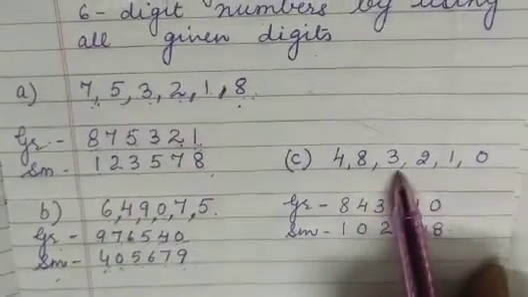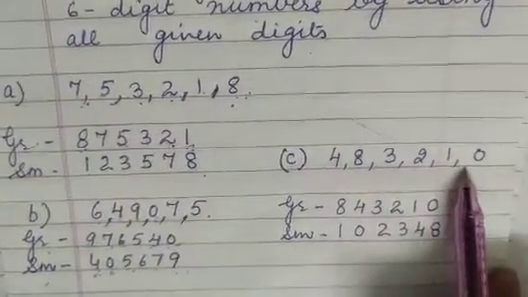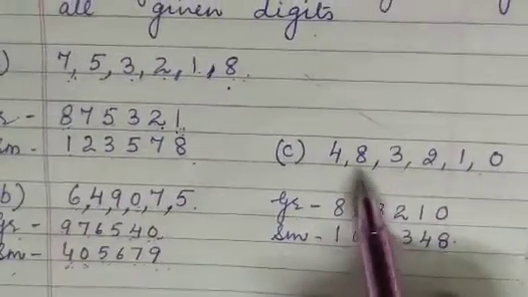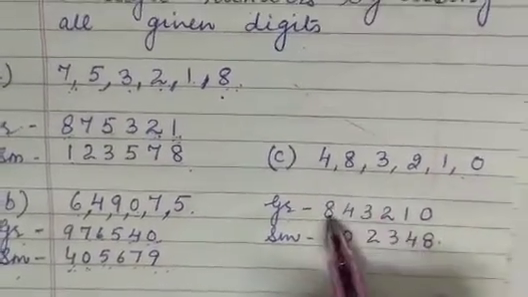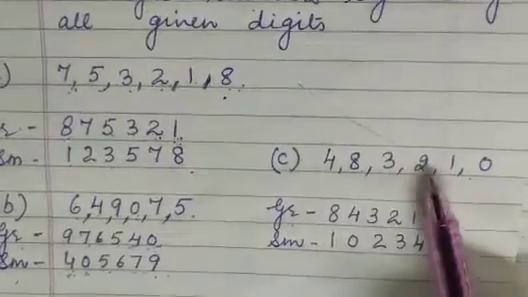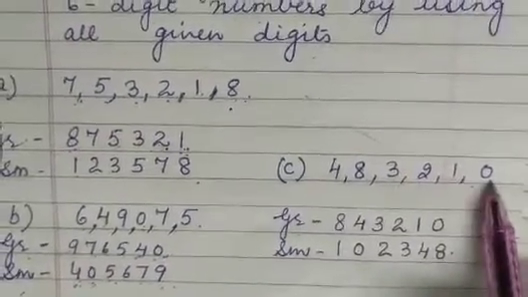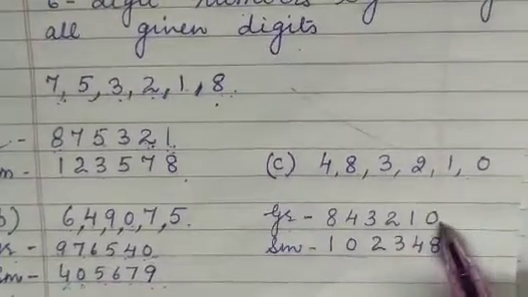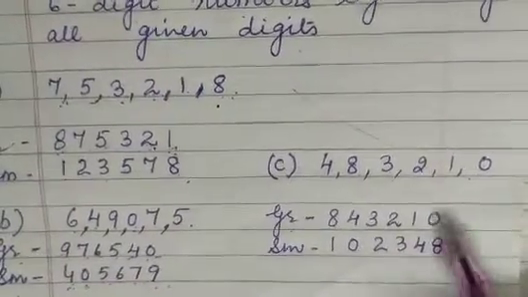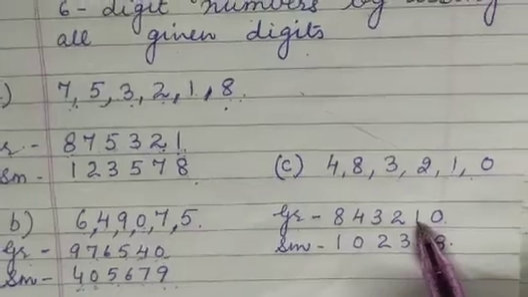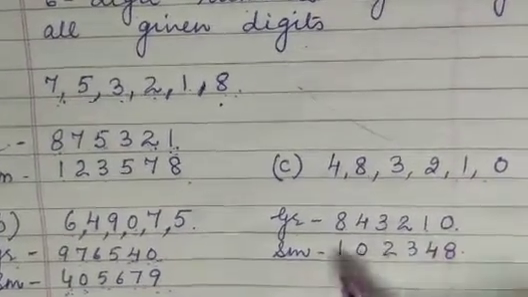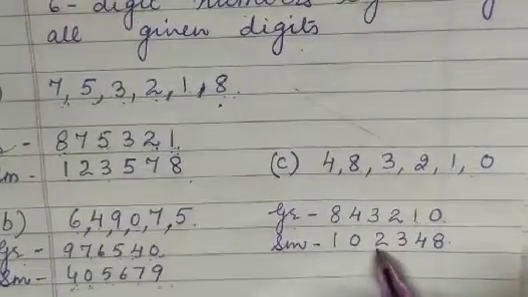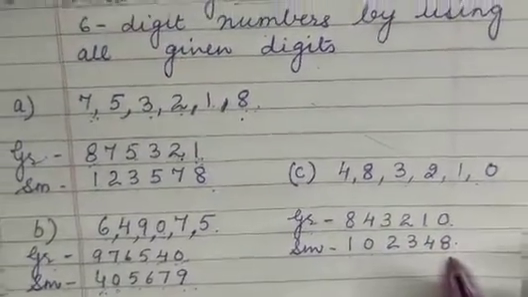4, 8, 3, 2, 1, 0. The greatest number: which is the biggest digit here? 8. Then we have 4. Then we have 3. Then 2. Then 1. Then 0. We have to write the smallest number. I told you to reverse the number, but we cannot start with 0. What do we have to do? We will start with 1. After 1, we will place 0. Then 1, 0, then 2, 3, 4, 8. Okay.